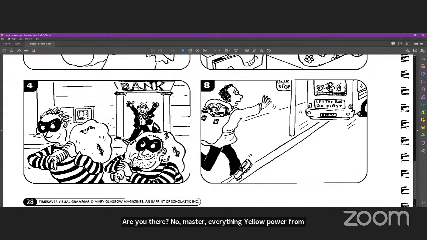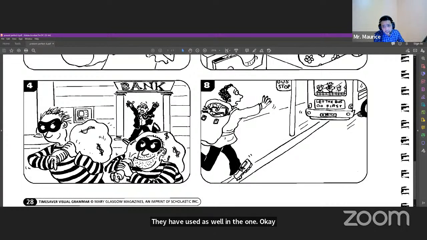They have stolen the van. Okay, the verb stolen is good, but we can also use another verb, might be rob. Okay, but no problem, it's correct. They have just robbed the bank. Good.